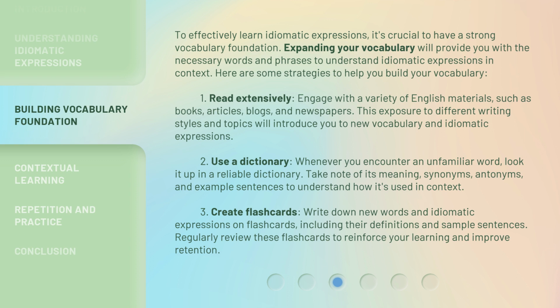1. Read extensively. Engage with a variety of English materials, such as books, articles, blogs, and newspapers. This exposure to different writing styles and topics will introduce you to new vocabulary and idiomatic expressions. 2. Use a dictionary. Whenever you encounter an unfamiliar word, look it up in a reliable dictionary. Take note of its meaning, synonyms, antonyms, and example sentences to understand how it's used in context.